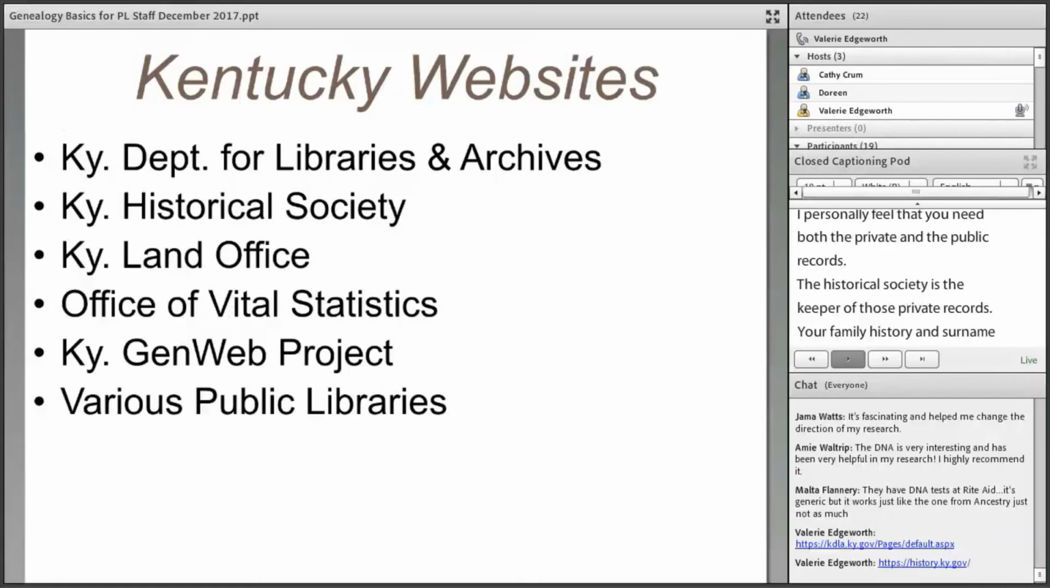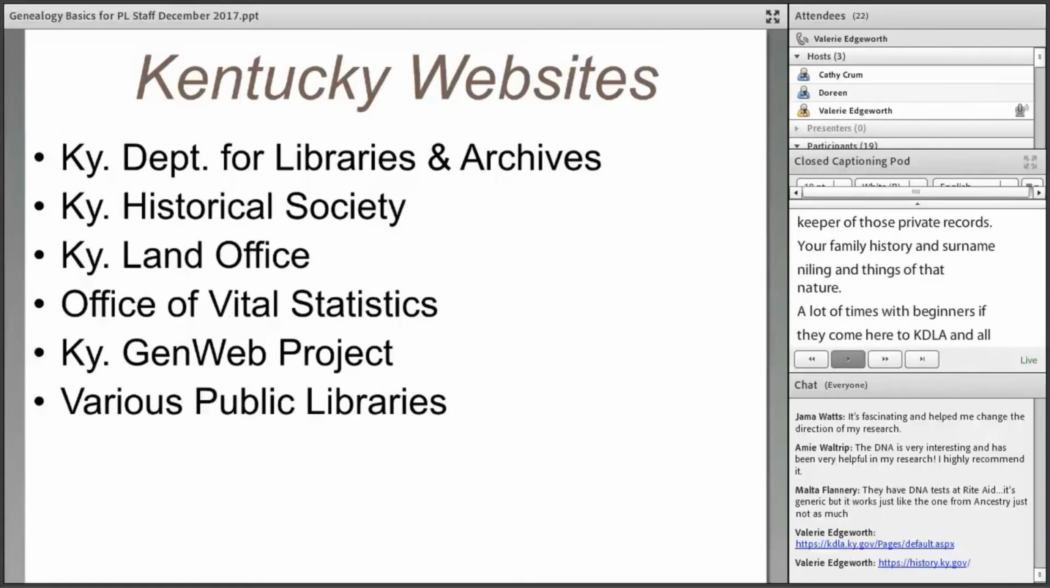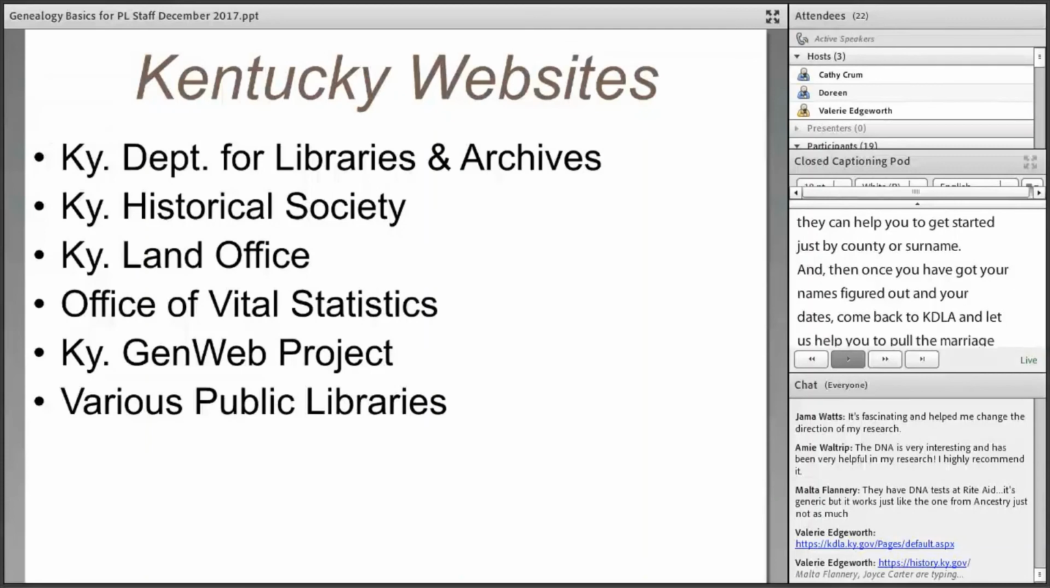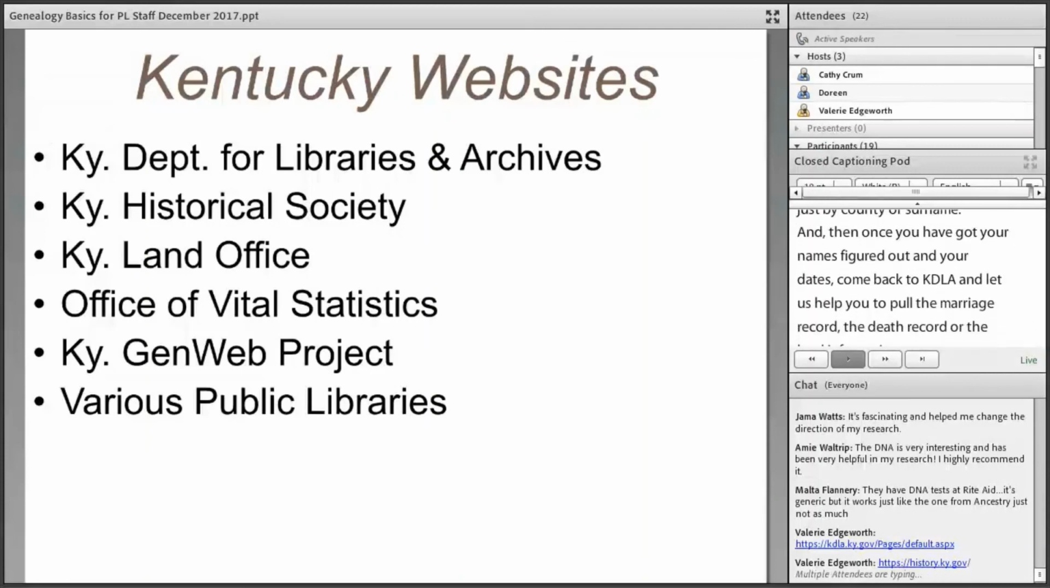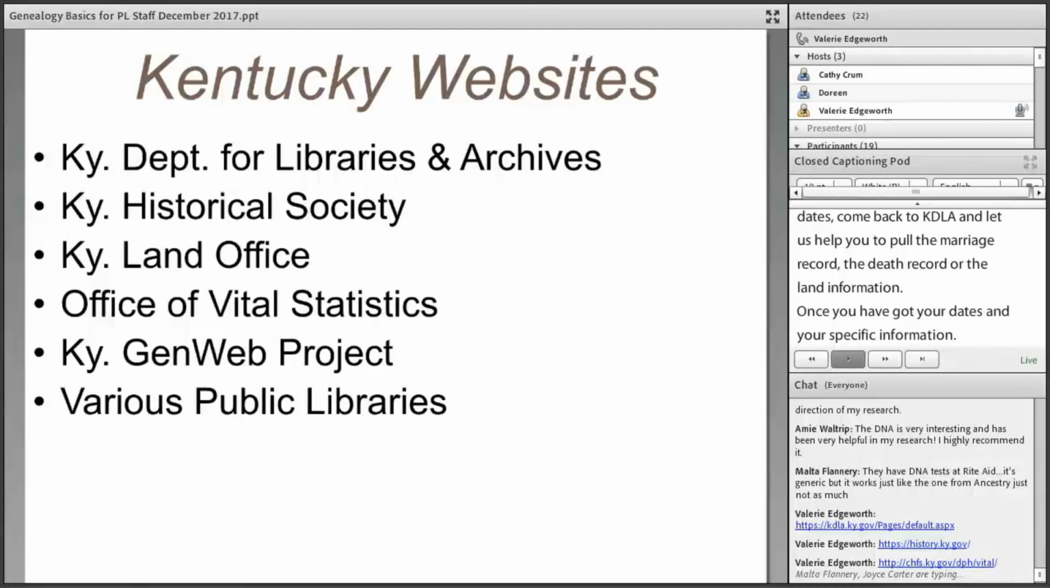A lot of times with beginners, if they come here to KDLA and all they have is a last name and a county, we will actually say, we feel you'd be better off going to the Historical Society first, seeing if they can help you get started just by county or surname. And then once you've got your names figured out and your dates, come back here to KDLA. Let us help you pull the marriage record, the death record, the land information, once you've got your dates and your specific information. There's the link to the Kentucky Office of Vital Statistics.